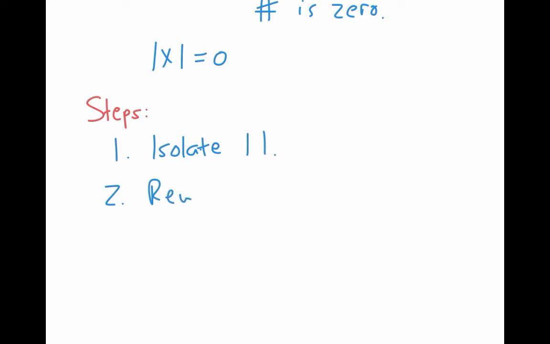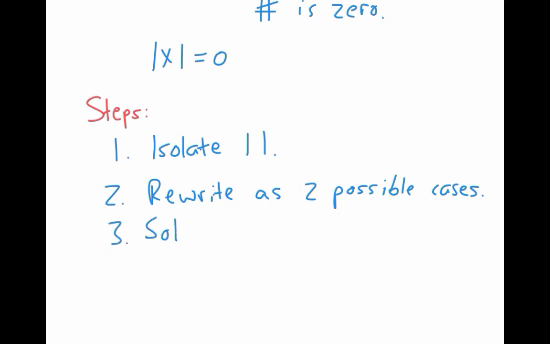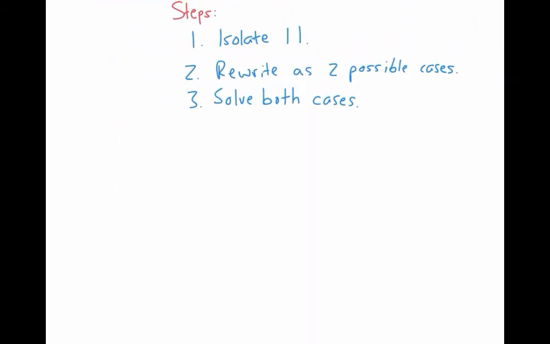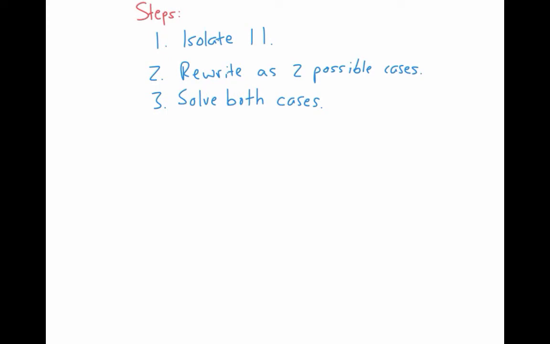Then step 2, I'm going to say rewrite as two possible cases. So we're going to take our one equation and split it into two different equations, one for each answer. And then 3 is just solve both cases. So it's a good thing you guys love these solving for variable problems, because now we're doing problems where your one problem becomes two problems. You get like a bonus problem to work on.